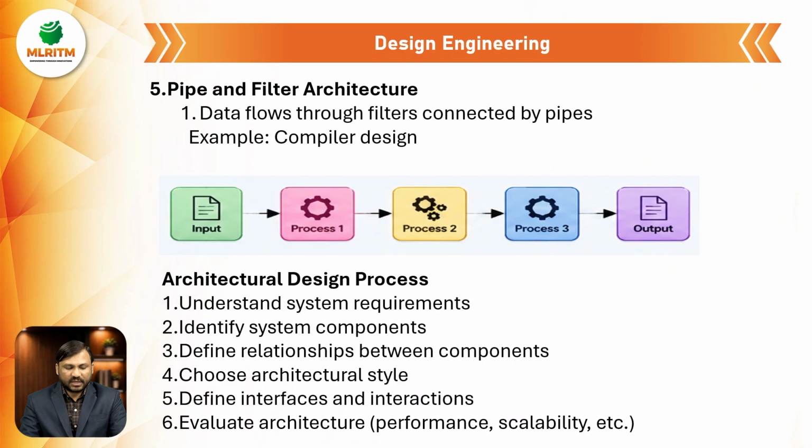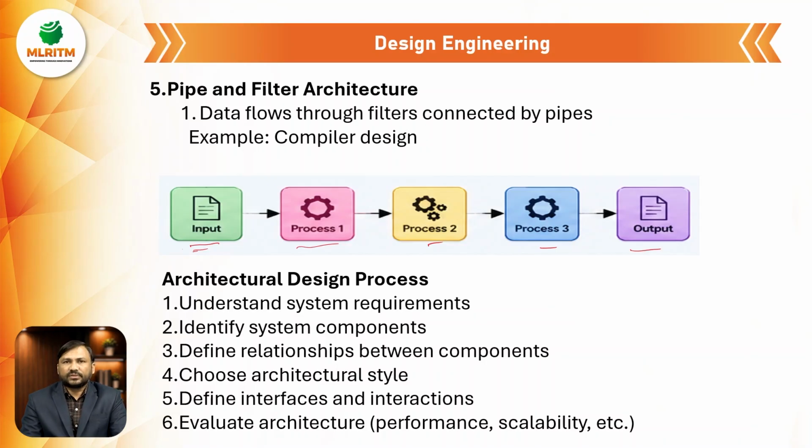Now next and last one is the pipe and filter architecture. It shows how the data flows. In this pipe and filter architecture, the data flows through the filters which are connected by small pipes. For example, compiler design is the best example for showing the flow of data, where we flow the data from one module or one phase to another phase. An input is sent, it is processed through process 1, process 2, process 3, and finally we get the output. The best example you can remember is compiler design, how the data flows through the pipes and filters. That is all about the pipes and filters architecture.